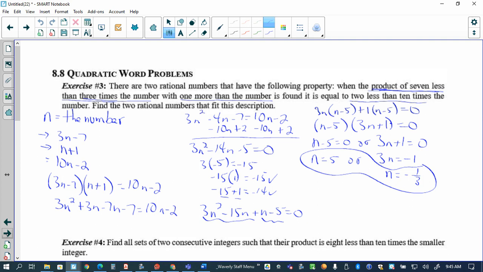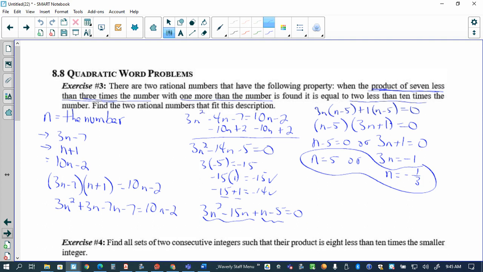Well, let's see, it's a little bit different, right? This one is a little complicated, so we wanted to break it up. The product of 7 less than 3 times the number. We'll let n be the number. So I wrote down here, 7 less than 3 times that number.